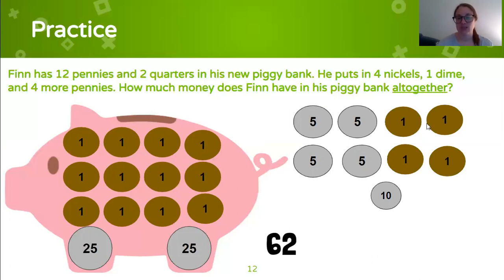And how much outside? We're going to start with the highest value, so 10. And then we have 15, 20, count with me, 25, 30. Now we're going to go to ones. 31, 32, 33, 34. So he's adding 34 cents.